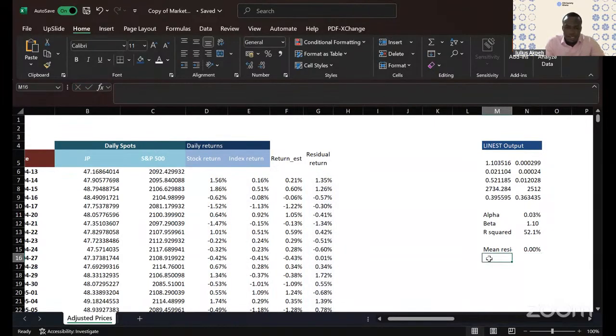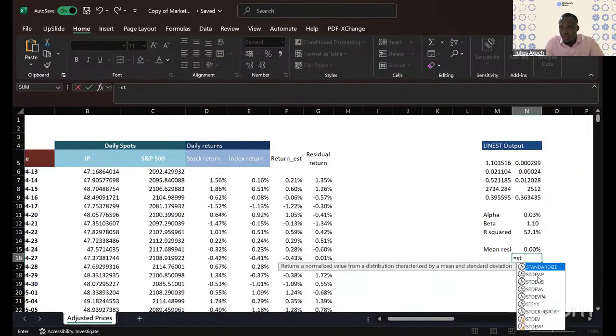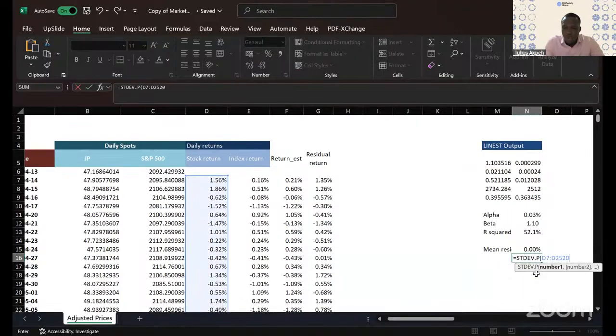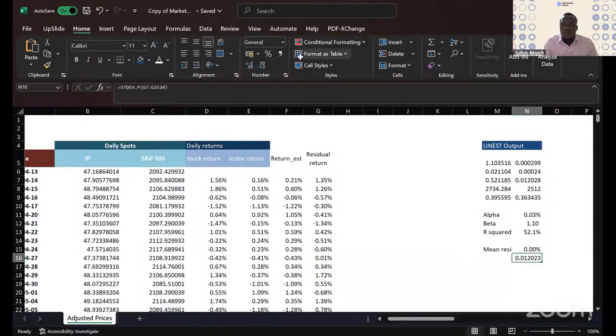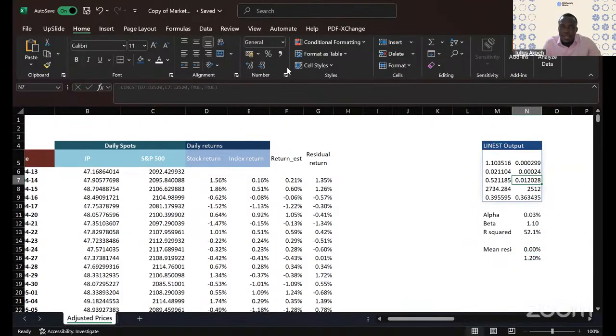I want to also calculate the standard deviation of the mean residuals. There's a reason why I'm doing all these things. This class was not supposed to have this kind of topic, but we need it for something. So I've calculated this and I've gotten 1.2, but this is a daily figure. You'll see the same thing appearing in the linear regression model here, the Linest function output. You see that here, 1.2 as well.